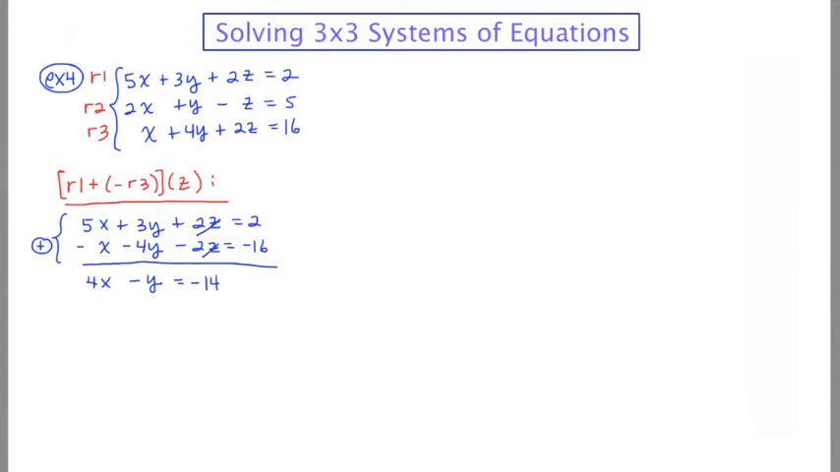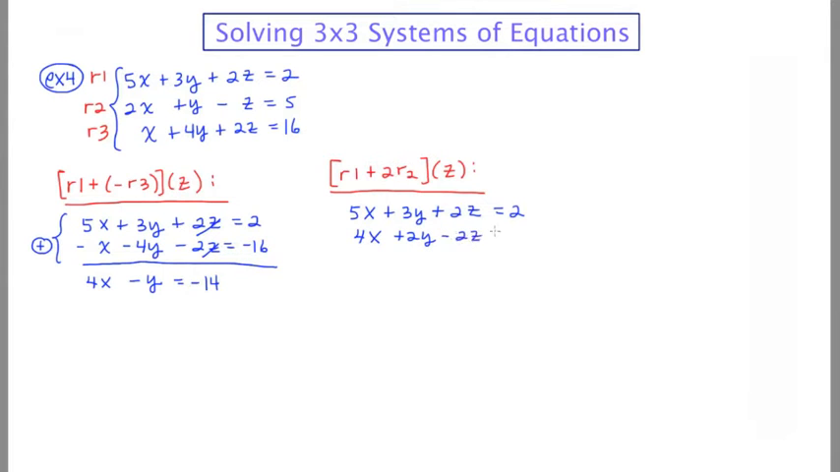Great. Now I'm going to pick another two rows to eliminate z, and I think I'm going to do row 1 plus twice row 2. And if I do row 1 and twice row 2, this is going to enable me to also eliminate the z. Okay, so row 1 I'm just going to copy over again. 5x plus 3y plus 2z is equal to 2. Now I'm going to double every element of row 2. So it's going to be 4x plus 2y minus 2z equals 10.